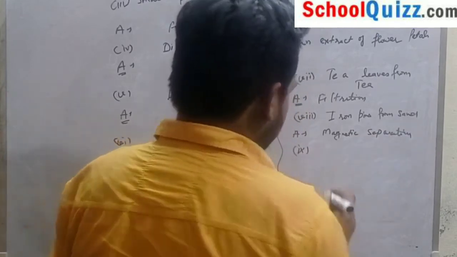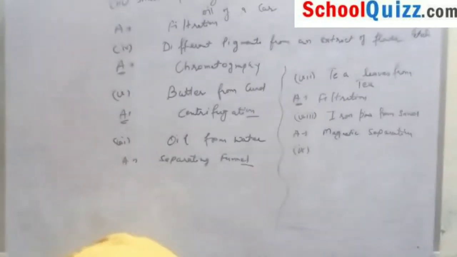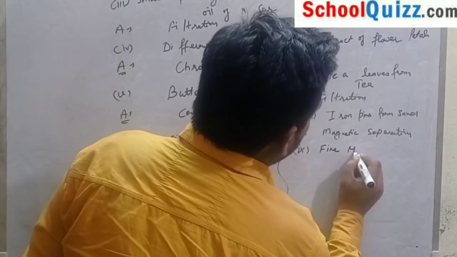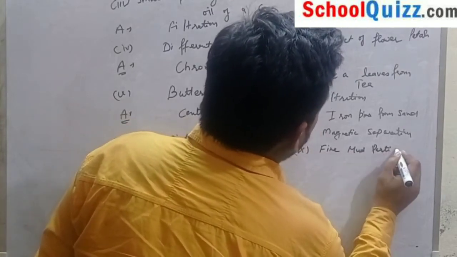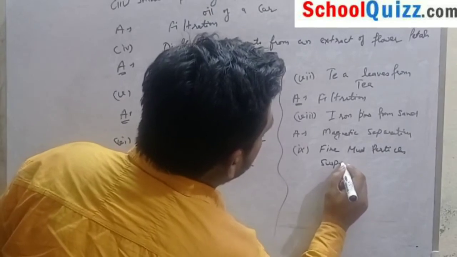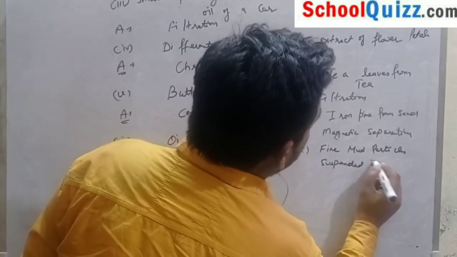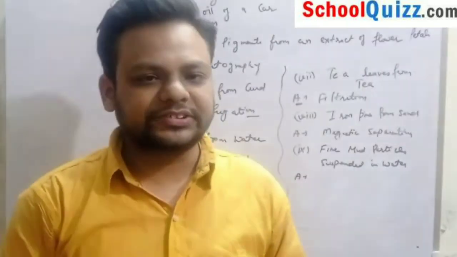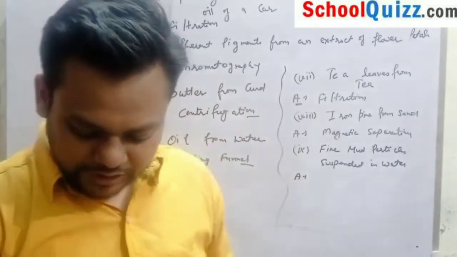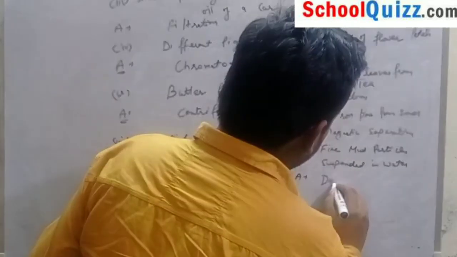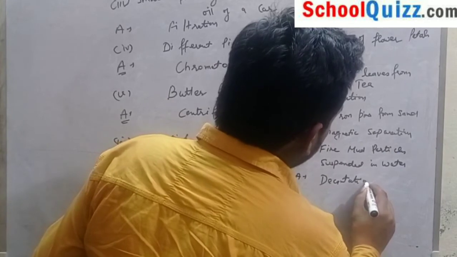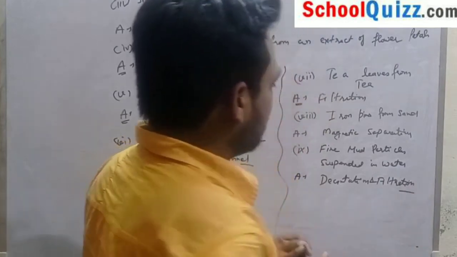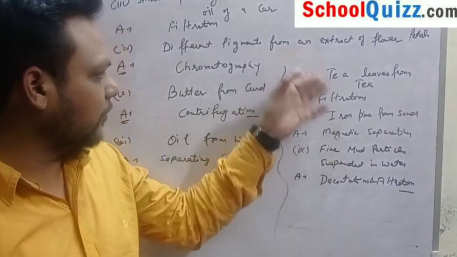Next one, ninth one is fine mud particles suspended in water. So we can separate it with the help of our process, that is filtration, or we can write it as decantation and filtration. So this is all about our question number 1.